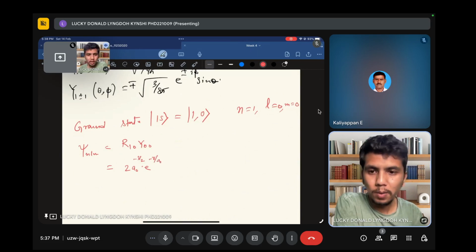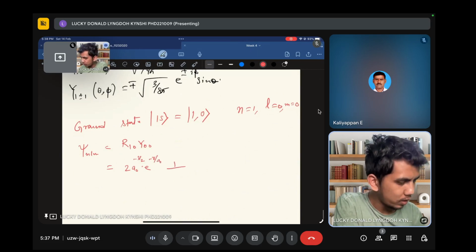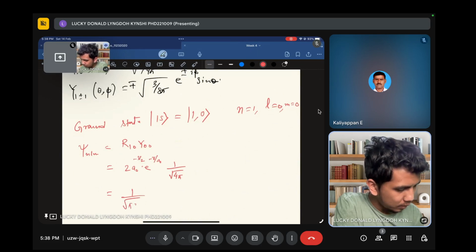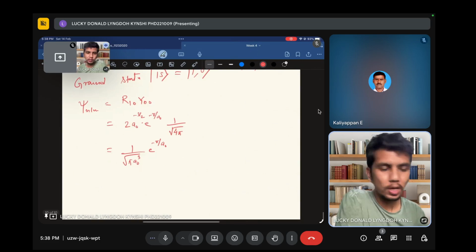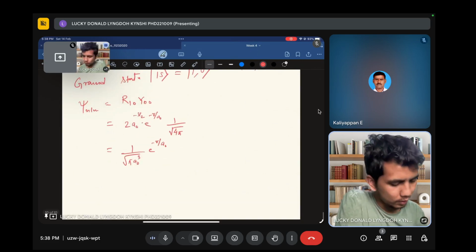This is from the R term, R10. Y00 will be 1 by root over 4 pi. So you will be getting 1 by root over pi a0 cubed, e to the power minus r by a0. Okay, so now you know the wave function. So what is the energy correction? We have already written the formula.